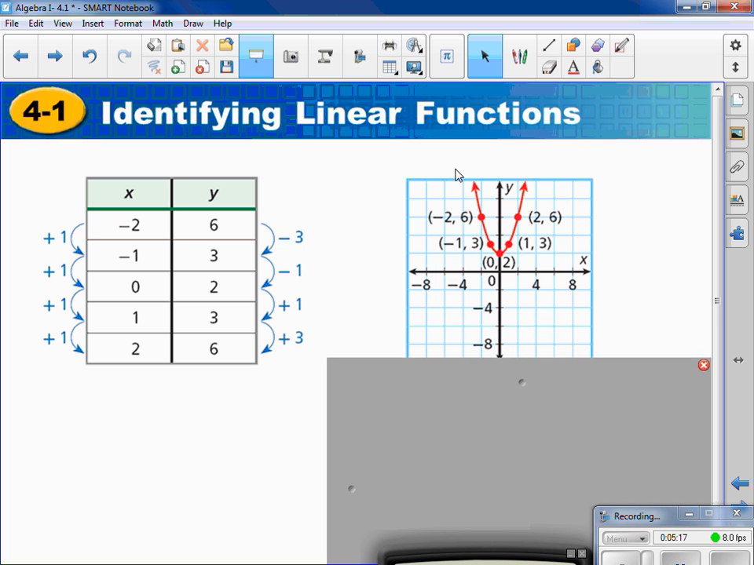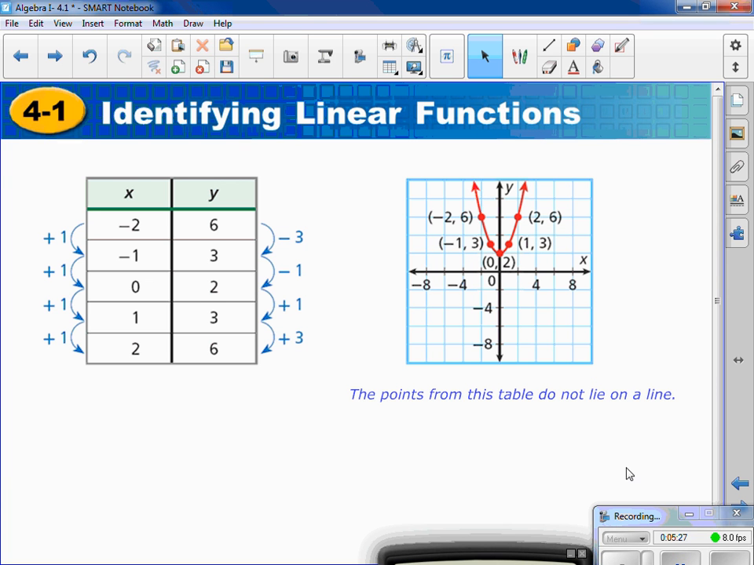When I graph it, it's a U. This is a function, but it's not a linear function because it doesn't make a straight line. It's a function because for every x, there's only one y, but it's not a linear function.